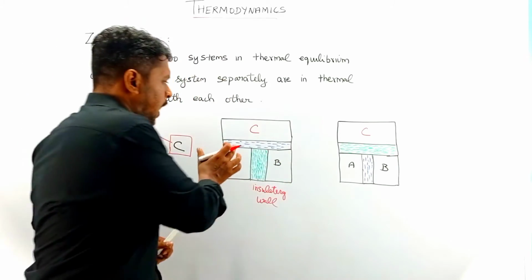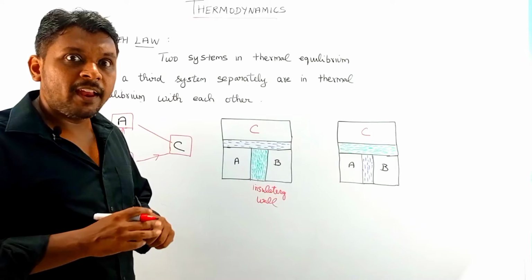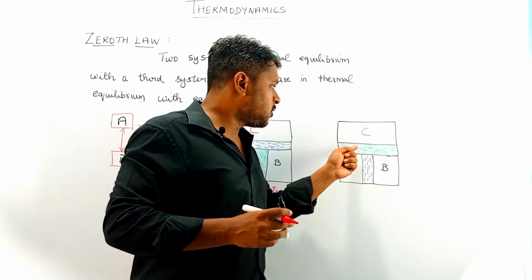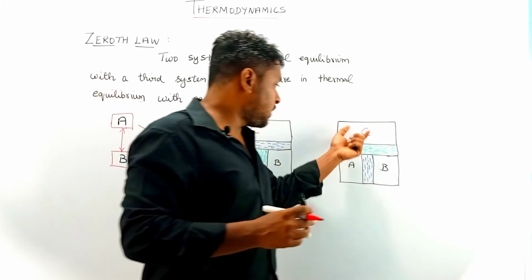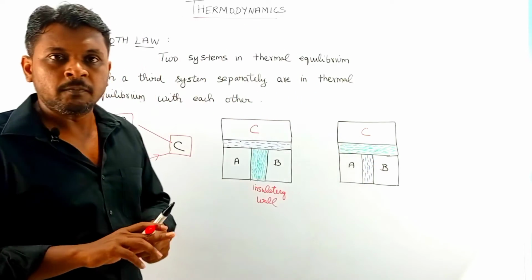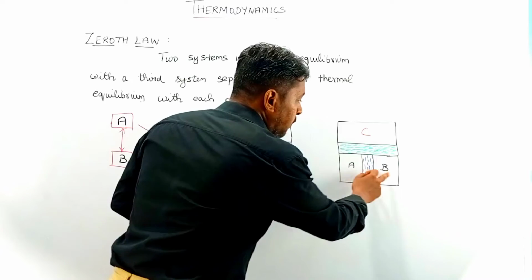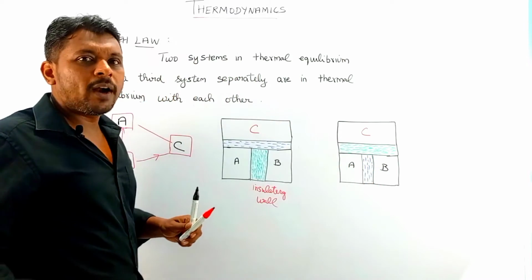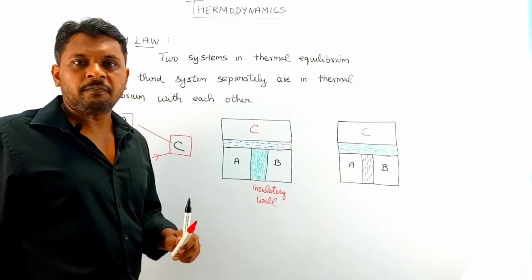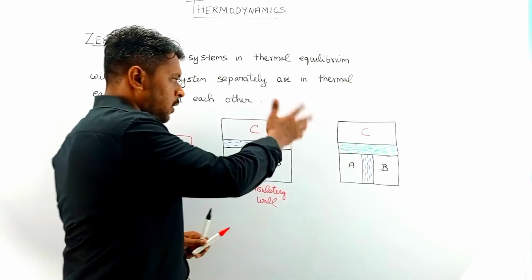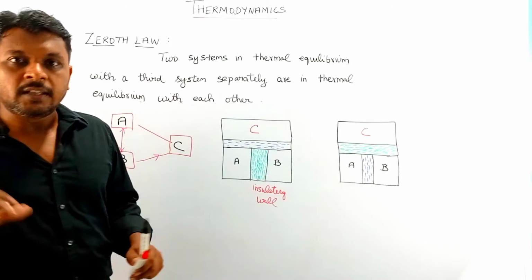So now I will close the connection of A and B with C by putting an insulating wall between C and A, and between C and B. Okay, so now I am connecting A and B with a conducting wall. So now what happens? A and B will be in thermal equilibrium with each other. Okay, so this is the way of creating thermal equilibrium with the three bodies.